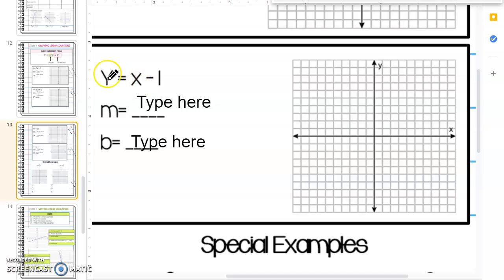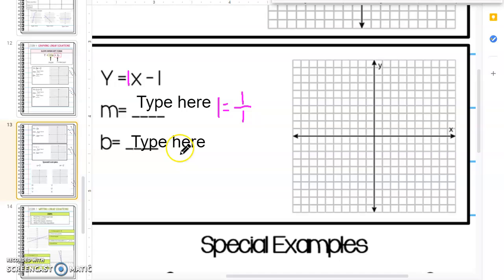Let's try another one. So I have y equals x minus 1. So what is my slope? What is my number in front of the x? Well, there's no number really written there. But we know when there's no number in front of a variable, there's really a 1 there. So my slope is 1, and that is the same thing as 1 over 1.